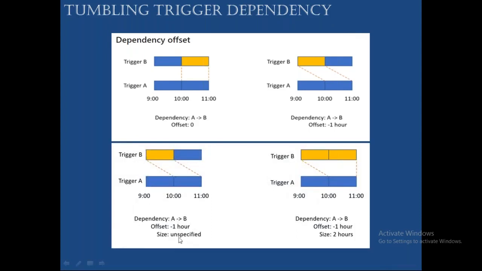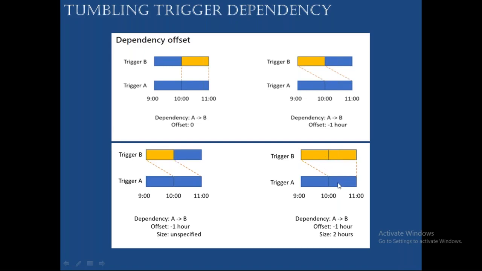Same thing, the offset is minus 1 hour, and the window size you are not specifying. Now the offset is minus 1 hour and the window size is 2 hours, meaning each window is 2 hours. If the second pipeline wants to run 10 to 11, it is dependent on these two windows. Your first execution should happen 9 to 10 and 10 to 11, both should happen, because the window size is 2 hours. If this 2-hour trigger is successfully executed, then only your current pipeline will execute.